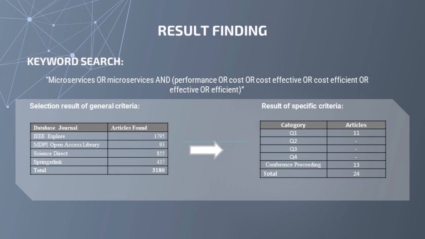For the selection result of general criteria, we got 3,180 papers in total. Then we tightened the criteria and we got 24 articles as the result of specific criteria. Next, move to result and discussion.